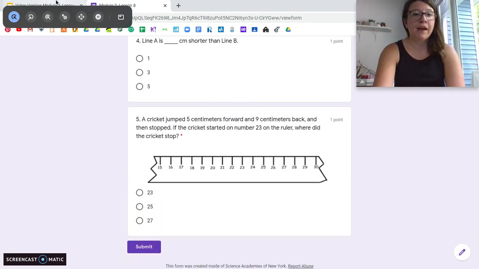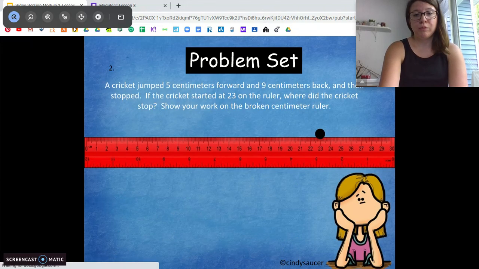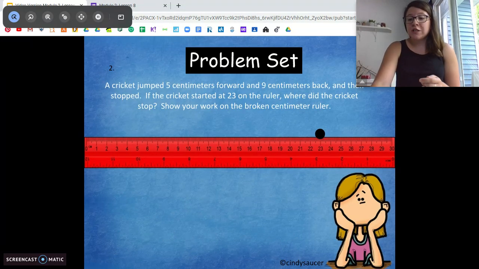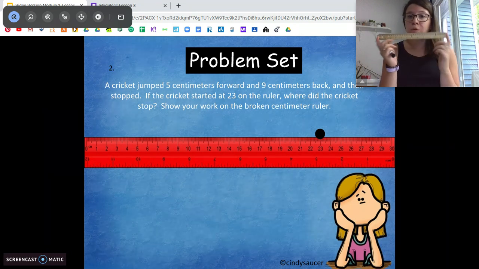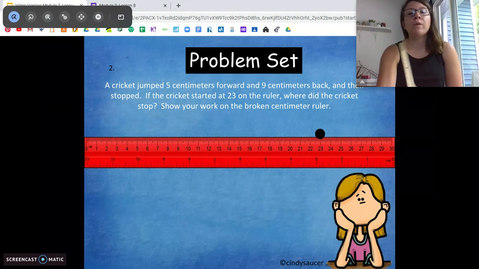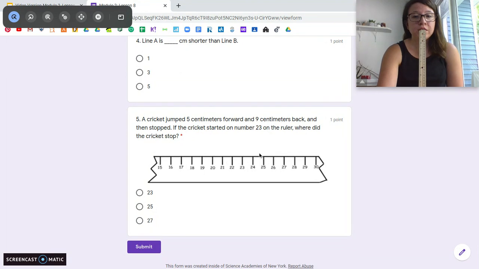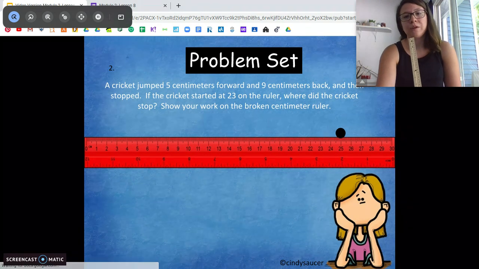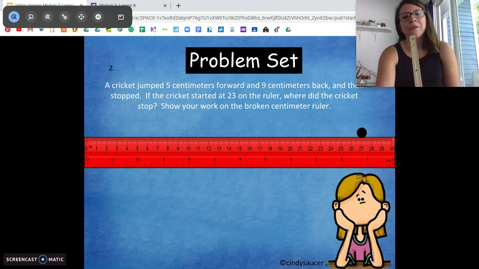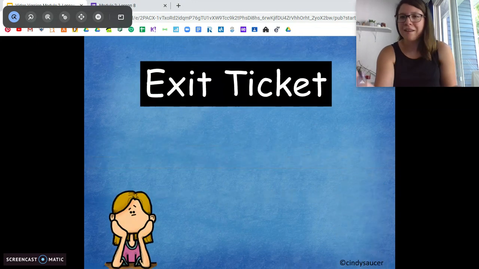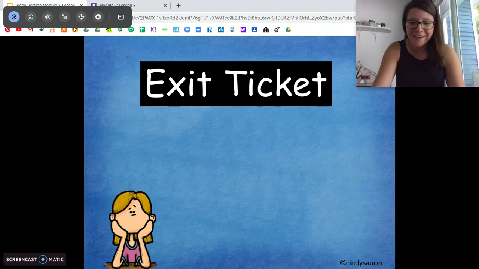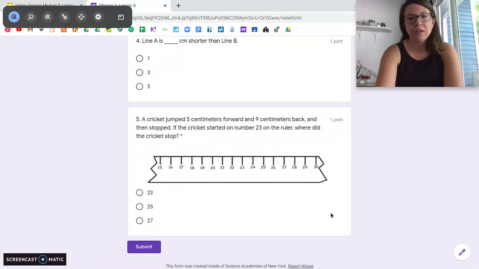Now, your second problem, I think, is really fun. Let me just scroll through this. You are going to pretend there's a little cricket on your ruler. And it says the cricket jumped forward 5 centimeters and then back 9 centimeters and then stopped. If it started on the number 23, where did the cricket stop? What you're going to do is you're going to use this ruler and you're going to hop the way that the problem says. So 1, 2, 3, 4, 5, and then 1, 2, 3, 4, 5, 6, 7, 8, 9. And I just showed you the answer, but you're going to do that on your own on your exit ticket.